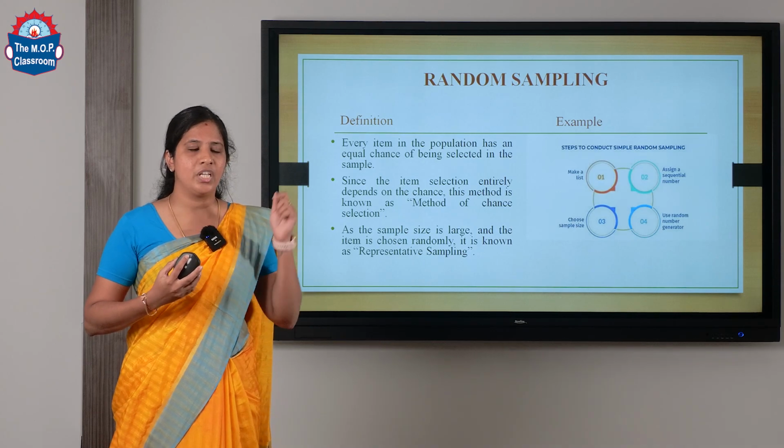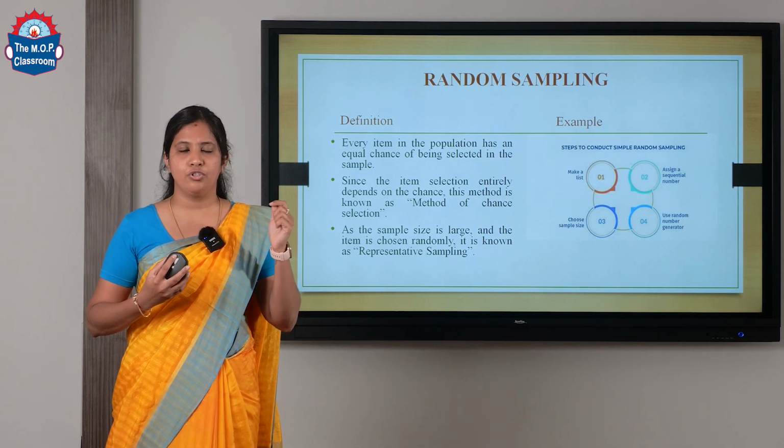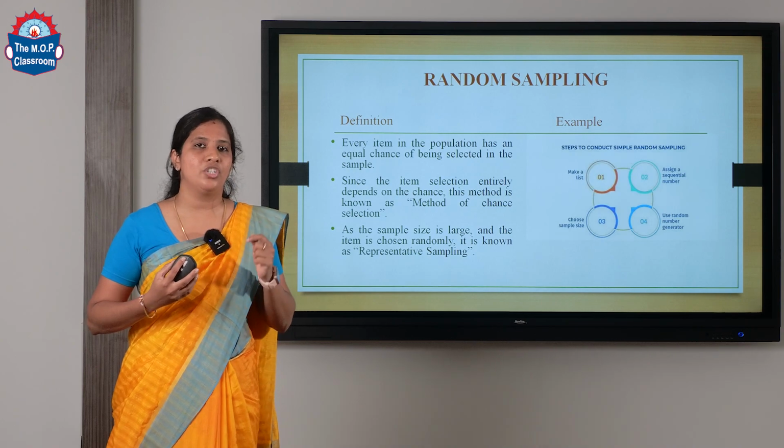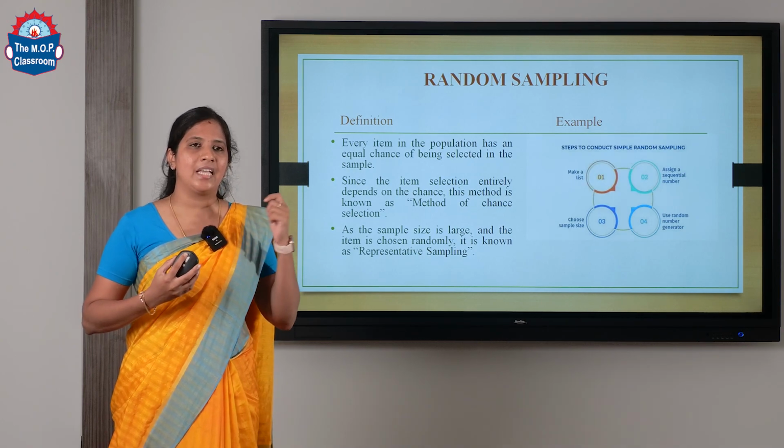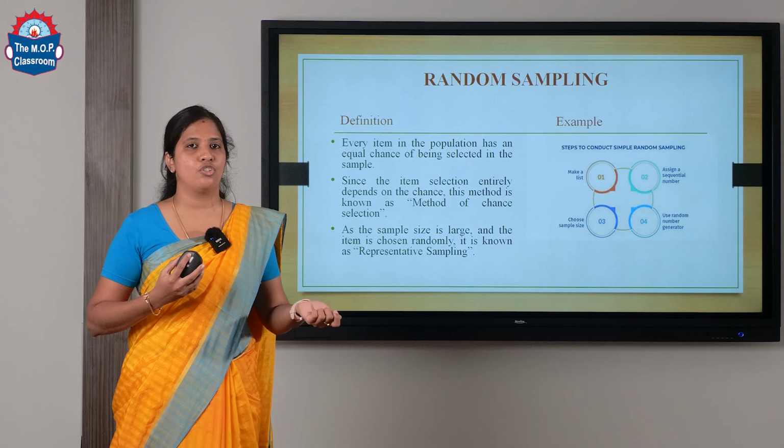So, I can give a sequential number to all the 40 students so that all the students will get an equal chance of getting selected, and then I can pick a number based on some lot.